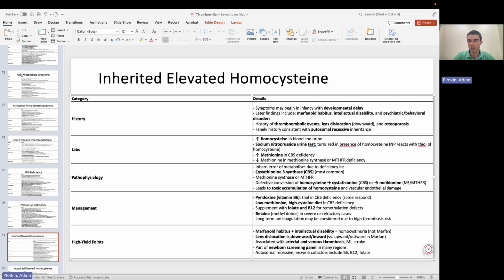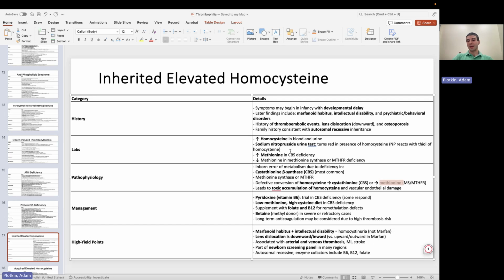So the pathophys: if we have a cystathionine beta synthase deficiency, the homocysteine builds up and we'll make more methionine, but we're never able to break down the homocysteine. With the MTHFR, we could see potentially low methionine levels. Here's exactly what's going on. It's a defective conversion of homocysteine to cystathionine or to methionine.